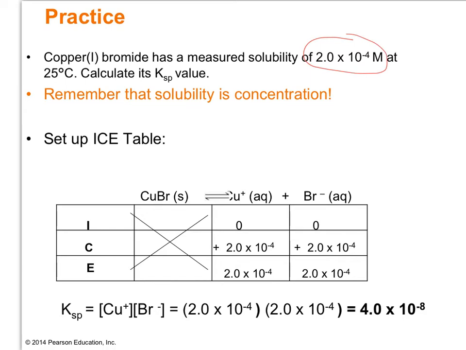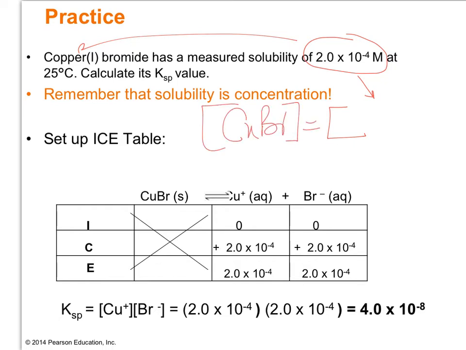Now, what's the key here is remembering what solubility is. Solubility is concentration. So they're giving you the solubility of copper 1 bromide. So they're saying the concentration of copper 1 bromide equals 2 times 10 to the -4. Okay? Now, so what, you might say? Copper bromide solid isn't important in the ice table because it's a solid.